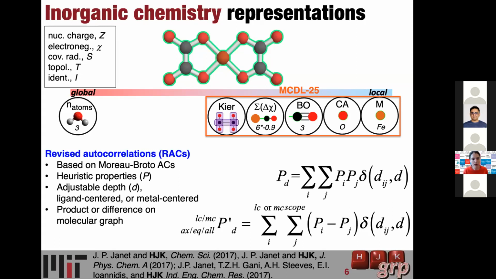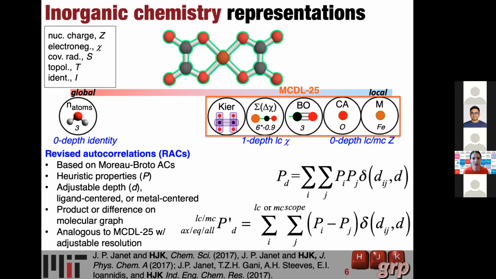And so we have adjustable depth in our revised autocorrelations, and we also introduced differences. And so things like the number of atoms in the system map back to the zero depth identity. The coordinating atom is the ligand-centered Z zero depth RAC. And then even things like the electronegativity would be the one depth ligand-centered difference chi RAC, and so on.